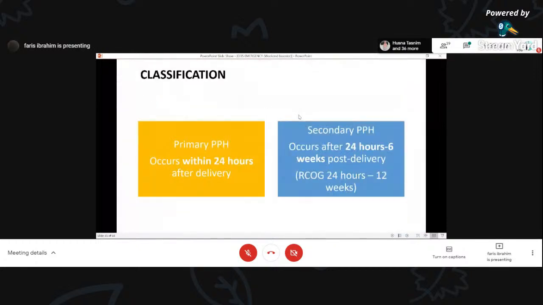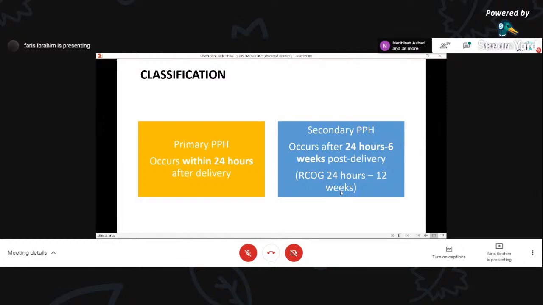Classification, they can classify PPH into number 1, timeline. Number 2, volume. So the first one is timeline lah, primary dengan secondary PPH. So primary occurs within 24 hours after delivery. Secondary from 24 hours to 6 weeks post delivery. Tapi from RCOG that I've shown you, they revise the definition from 24 hours to 12 weeks.